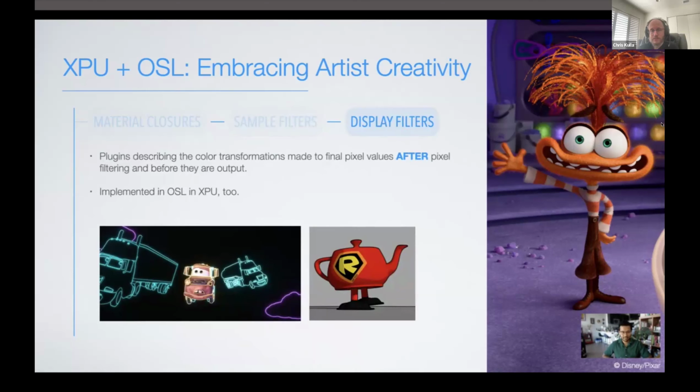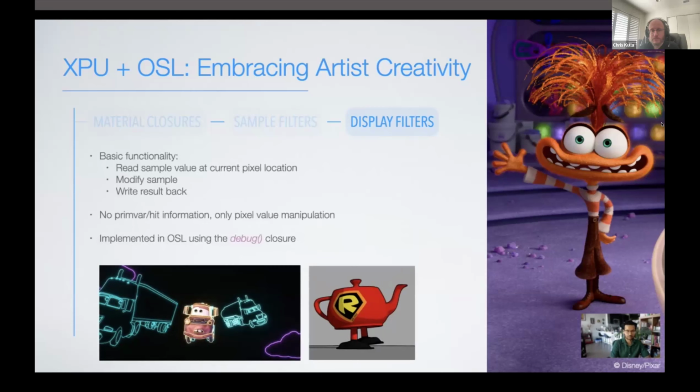And lastly, display filters are plugins that define color transformations that affect pixel values after pixel filtering. So once the accumulation of samples has happened into the frame buffer, we have raw pixels, and these raw pixels are what display filters operate on. So the domain remains very similar to sample filters, in that we are operating on each individual pixel. So think of it like a compositing plugin for your rendered image.